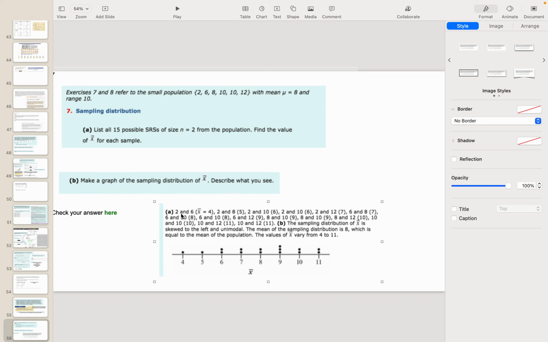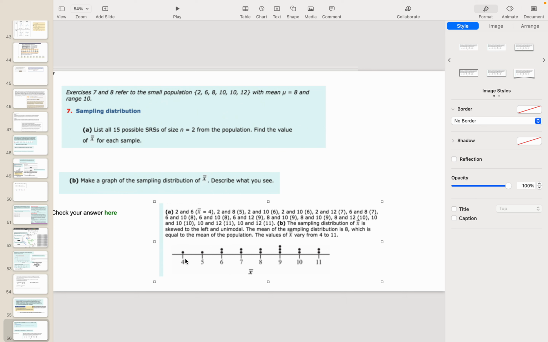So the mean of 2 and 6 was 4, so I have 4 on here. The mean of 2 and 8 is 5, so I have 5 here. The mean of 2 and 10 is 6, and here you have that. And then it says, well, what does this look like? Well, this is the sampling distribution of X-bar.